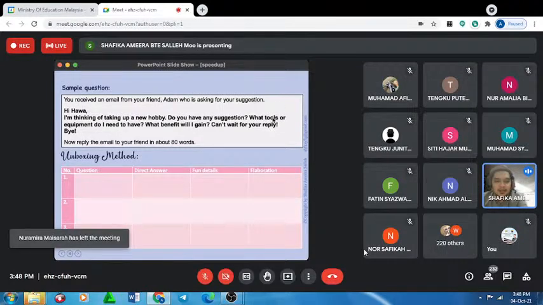So what is the meaning of tools and equipment? Barang-barang ataupun peralatan, alat-alat untuk hobi tersebut lah. Okay, and then question number 3 is, what benefit will I gain? Dia nak tahu benefit, apa faedah dia pula, apa manfaat dia pula that we can gain by doing the sports. Okay, so can't wait for your reply. Bye.